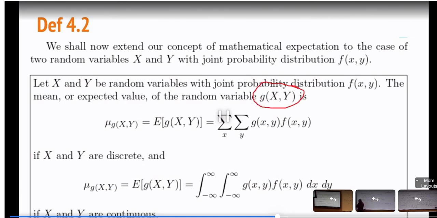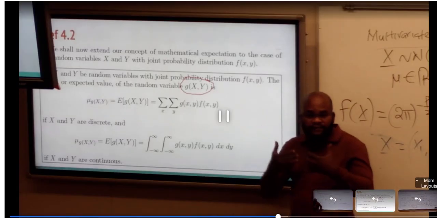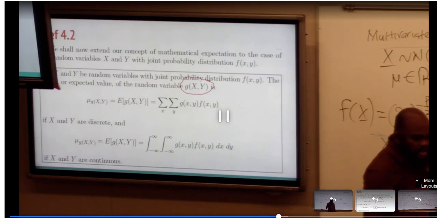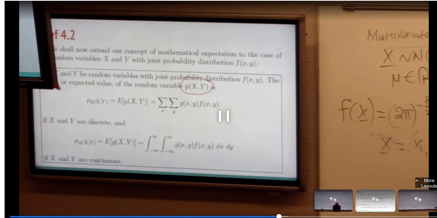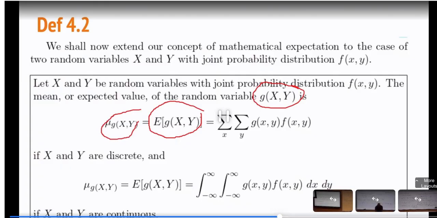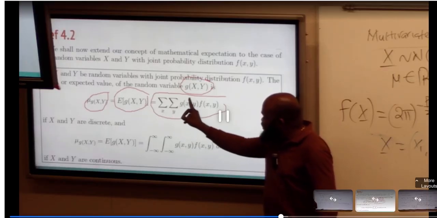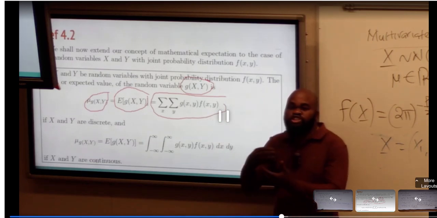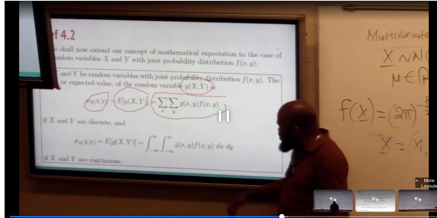It's a g of x, y. A function can be a combination of two different random variables, and maybe that function itself is discrete. If it is discrete and I want to find the average of the function, I'm going to have two summations. The function here is a random variable, and f of x, y is the joint mass probability function for that.